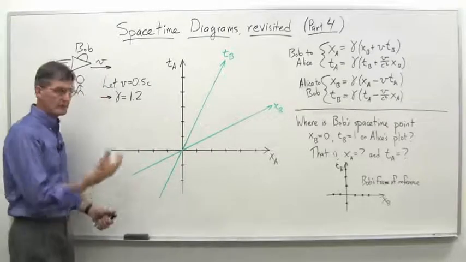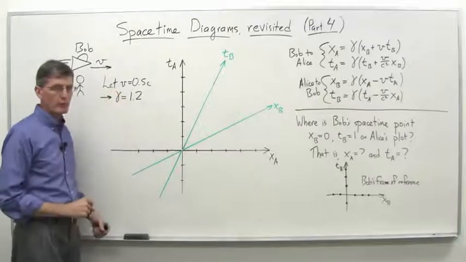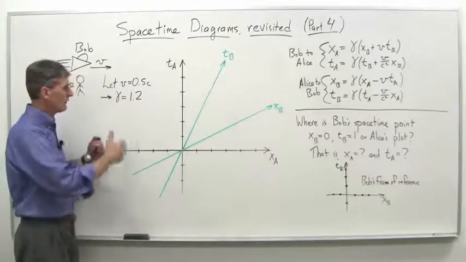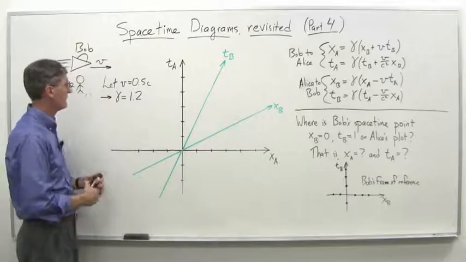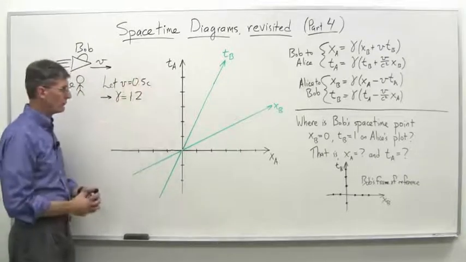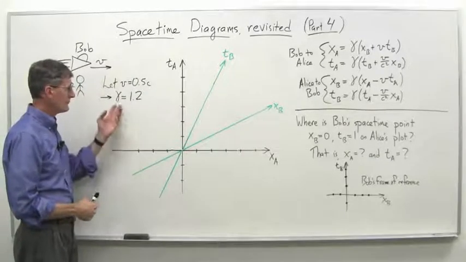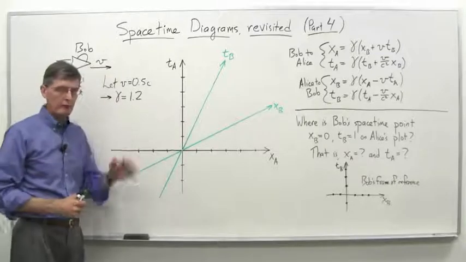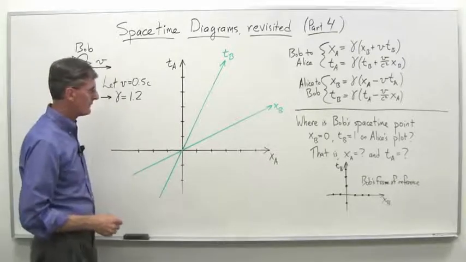Note that, just to put some numbers here, we've chosen v equals 0.5c for the relative velocity between the two frames of reference. Bob, in other words, is moving at velocity 0.5c in the positive direction, which means gamma is 1.2. That will be important in a minute or two here.